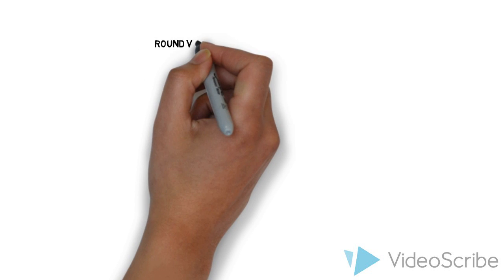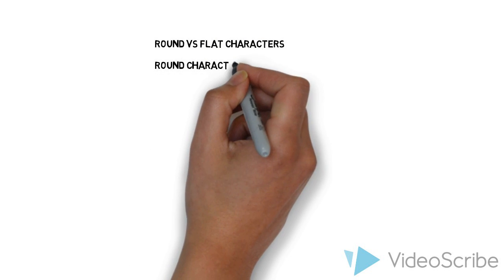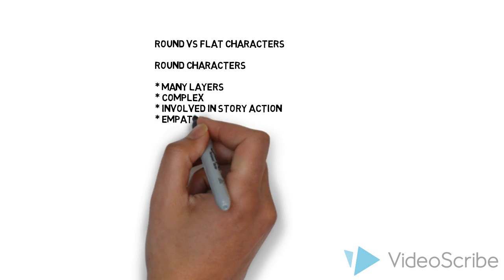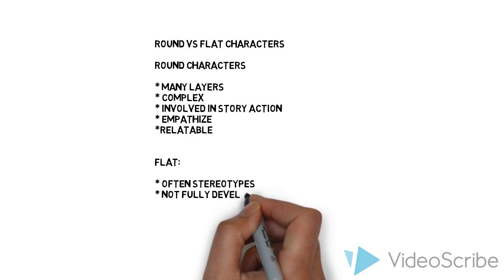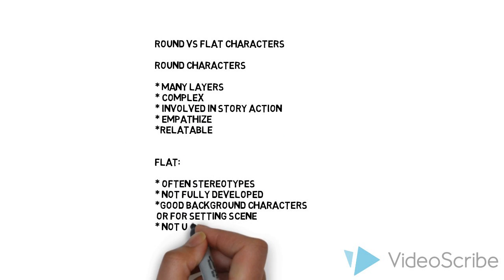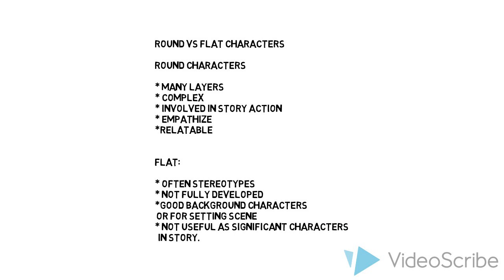Next, we looked at round versus flat characters. Round characters have many layers, they're complex, involved in the story action, you can empathize with them, and they're relatable. Flat characters are often stereotypes, they're not fully developed, they're good for background or setting scenes, but they're rarely used as significant characters in the story.